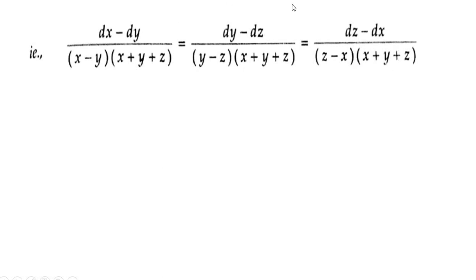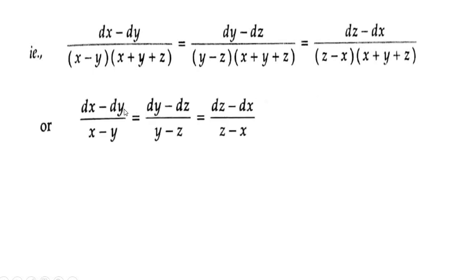So if you equate the terms here, x plus y plus z will get cancelled everywhere, because you have equal signs and all the denominators have x plus y plus z in common. So everywhere x plus y plus z will get cancelled. And what will remain? Dx minus dy divided by x minus y, dy minus dz divided by y minus z, and dz minus dx divided by z minus x. Now it is easier to compare and to solve the problem.